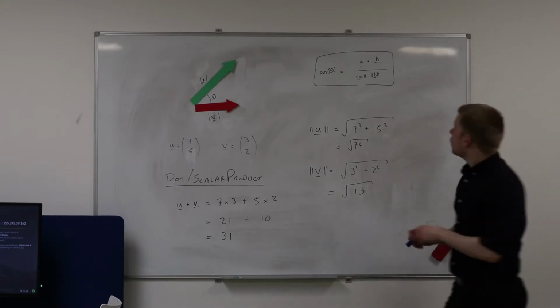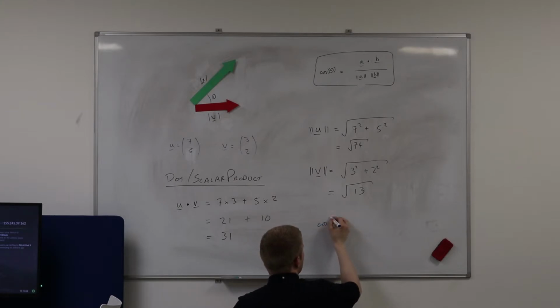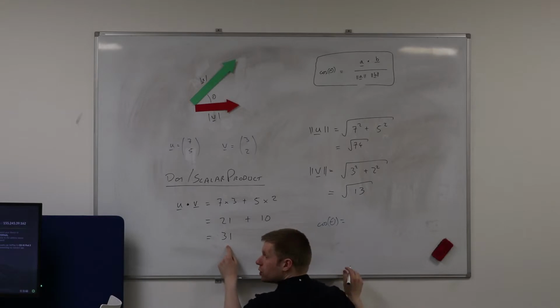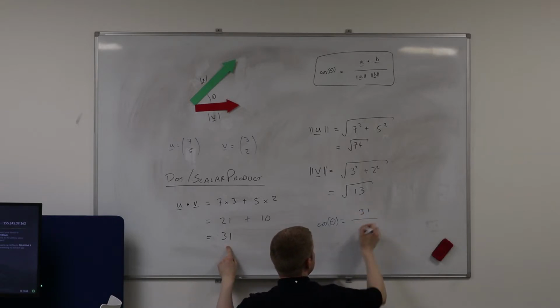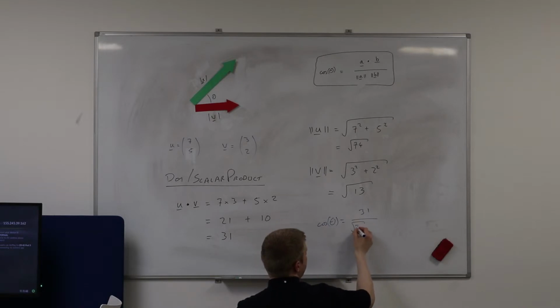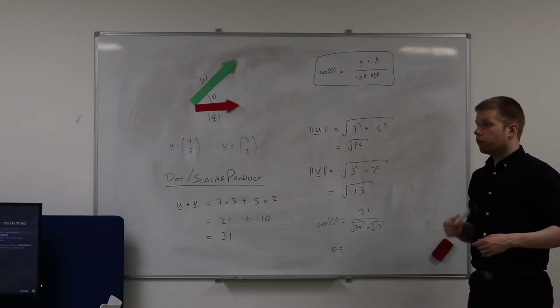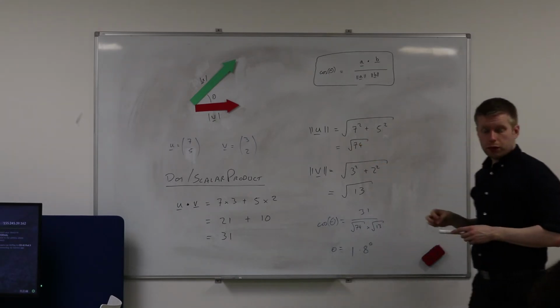Okay, so I've got cos theta. My formula tells me that cos theta should be equal to the dot product of these two vectors, which we just said was 31, divided by the length of u, which is square root of 74, times by the length of v, which is square root of 13. Okay, so you stick all that in your calculator, press cos inverse, then you'll find your angle. It is 1.8, do we agree?